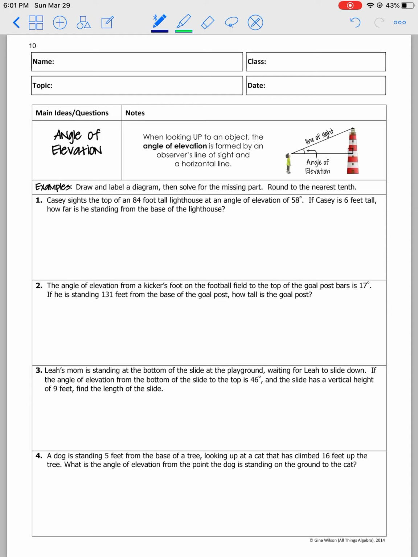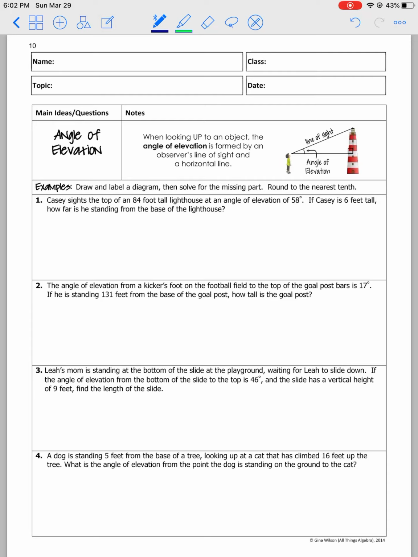But right now we are going to talk about angle of elevation and depression. So we are on page 10 of the 4.5 note packet. Angle of elevation is just defined as the angle formed by an observer's line of sight and a horizontal line, which might not make sense to some of you, but let's do an example to explain.